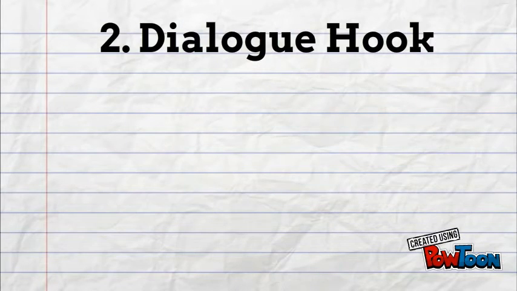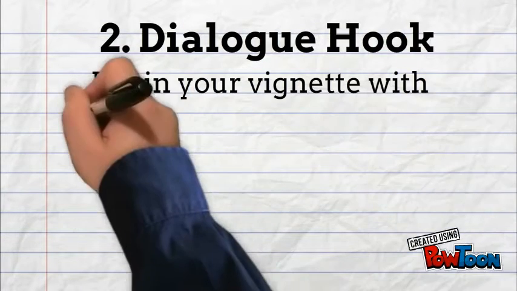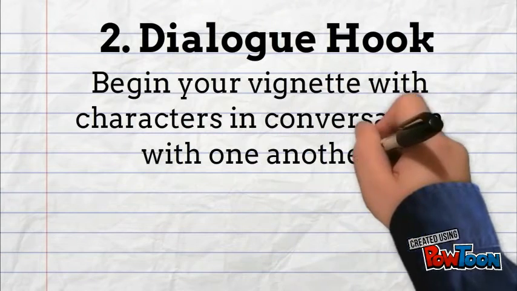The second type of hook is a dialogue hook. And a dialogue hook is when you begin your vignette with characters in conversation with one another.